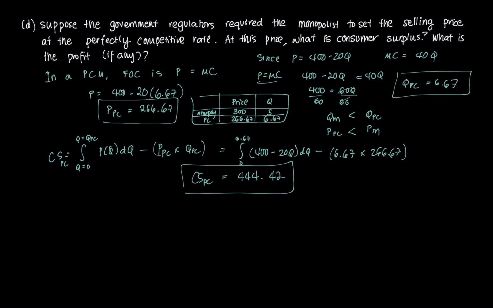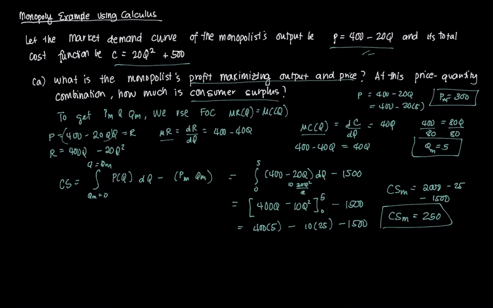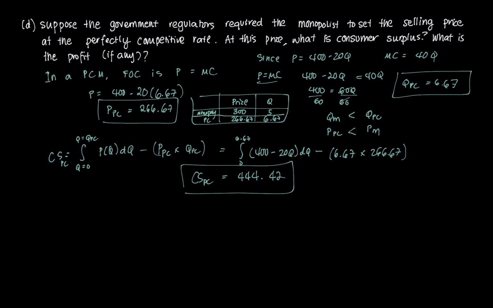Just solve for that integral in the same way that we solve for the consumer surplus of the monopolist. It's roughly the same procedure. Now, if you'll notice, the consumer surplus under a monopolist is equal to 250. And now the consumer surplus is 444.42. So CS_PC, which is equal to 444.42, is greater than CS_M, which is equal to 250. And it shows the income transfer and the loss in consumer welfare that we pointed out when we illustrated and compared a monopoly and a perfectly competitive market. I hope those conditions are clear.